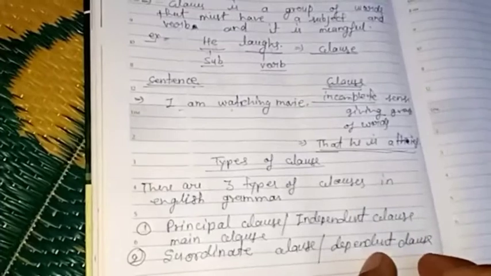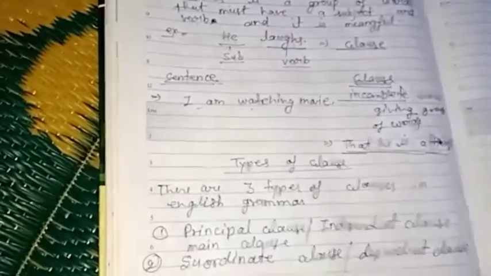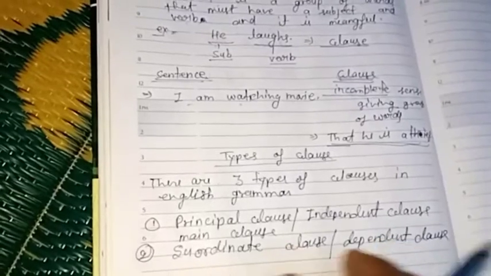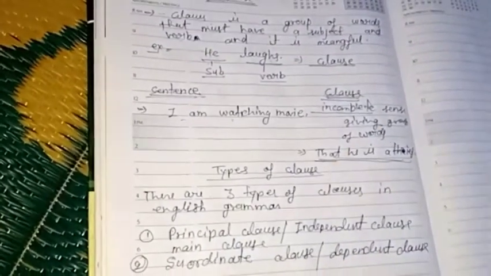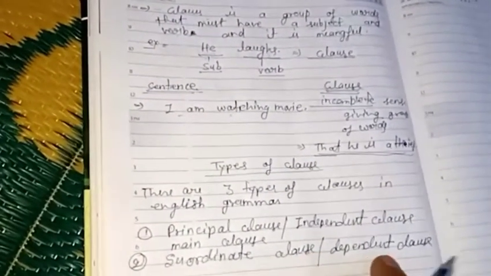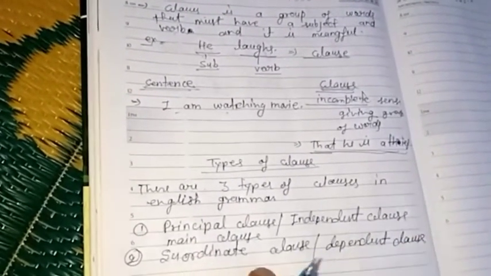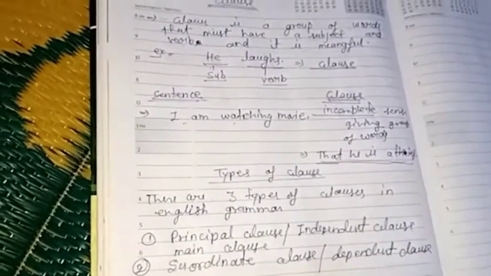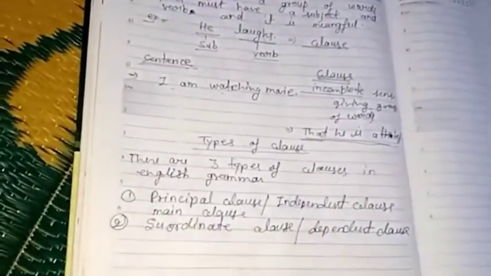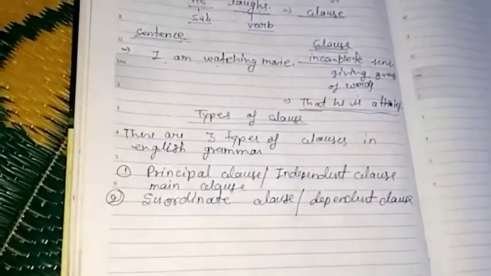Subordinate clause or dependent clause is a clause which depends on the principal clause or on the other clause for its meaning. अपने मीनिंग के लिए जो सबऑर्डिनेट क्लॉज या डिपेंडेंट क्लॉज होता है दूसरे क्लॉज या प्रिंसिपल क्लॉज पे डिपेंड करता है. So subordinate clause, that's why we call it dependent clause. It depends on the other part of a sentence or on the principal clause for its meaning. अपने अर्थ के लिए principal clause पे depend होता है. So this is the second clause.